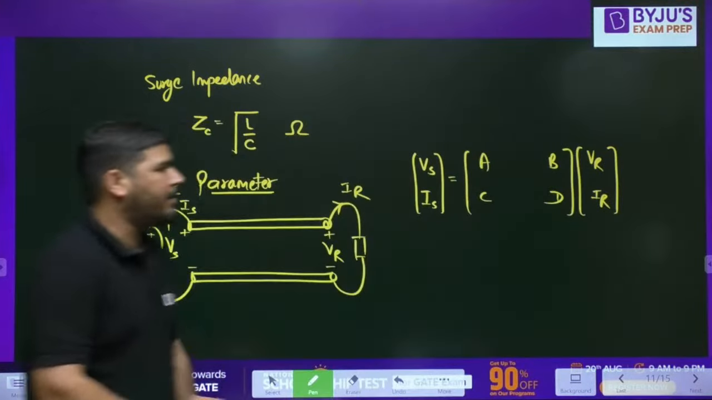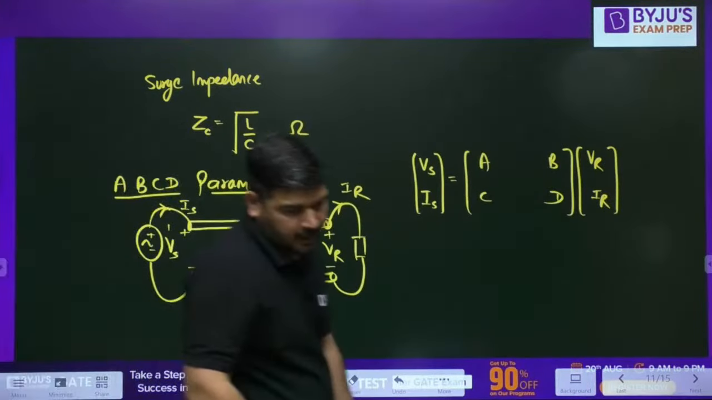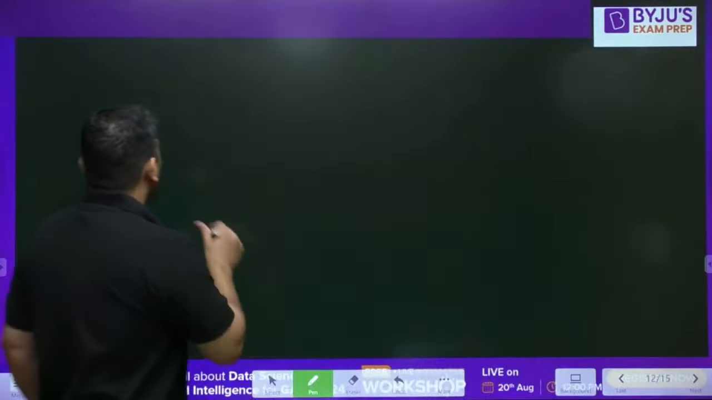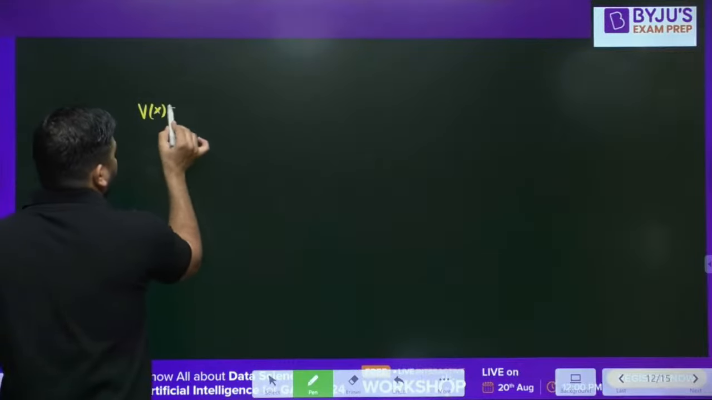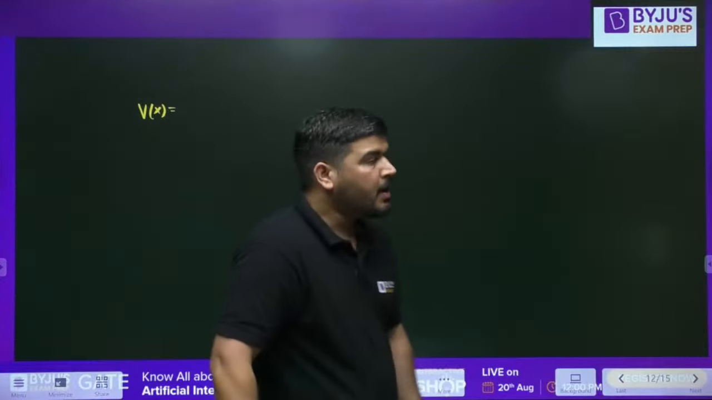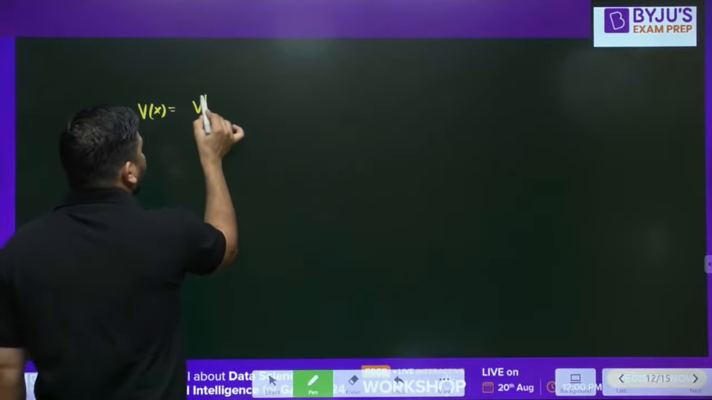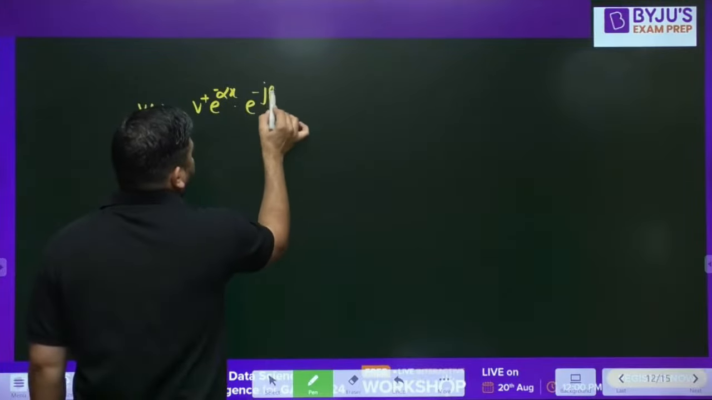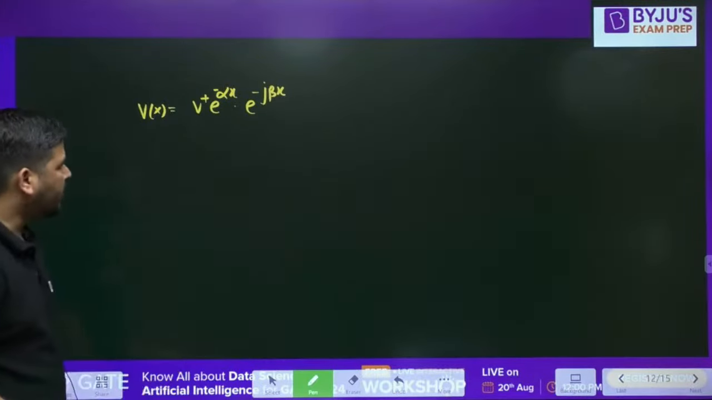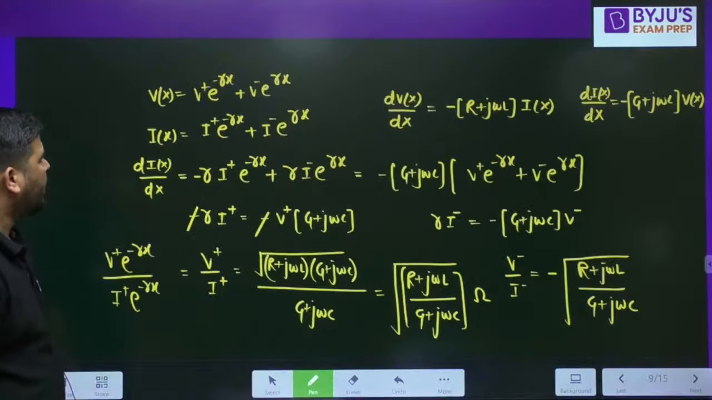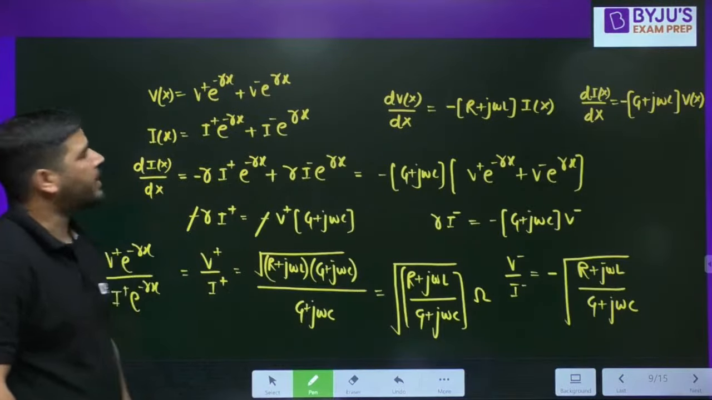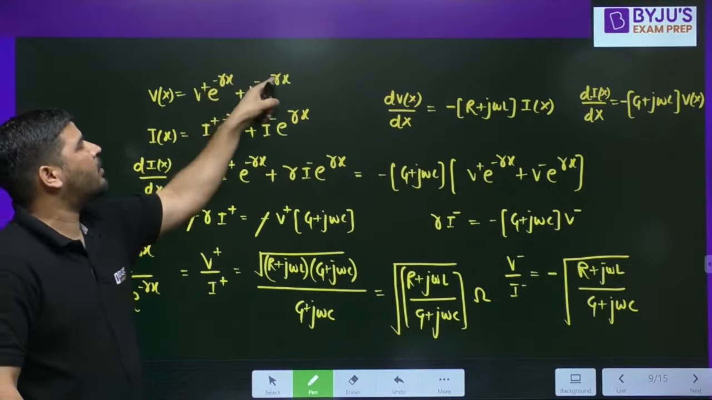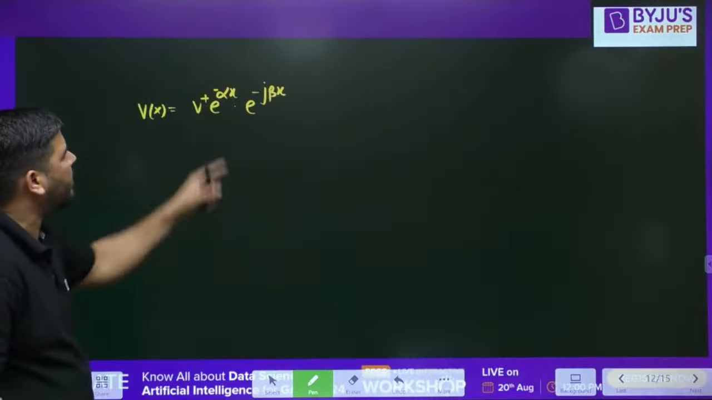So I need to calculate these ABCD parameters of the long transmission line. Now how to calculate them? It's very easy. We know that if you look at the voltage as a function of x, then Vx is equal to V plus e to the power minus alpha x into e to the power minus j beta x. This is the expression for Vx. I have put gamma equal to alpha plus j beta, and separated the alpha and beta parts.